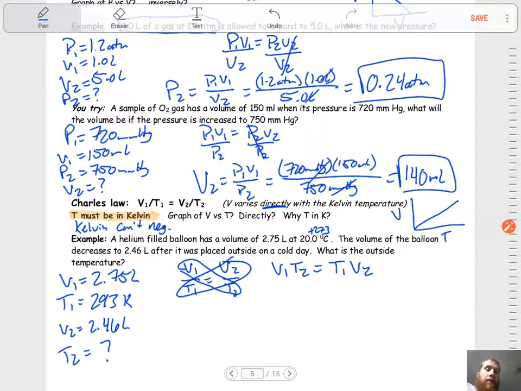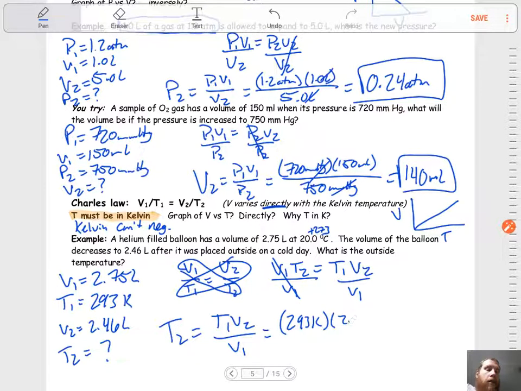It gets confusing. This is why I encourage you to write everything down over here like I did. Solve for your unknown first, then plug in your numbers. If you plug in numbers first, I guarantee you at some point you're going to mix things up and get it wrong. So I'm solving for T2, get it by itself, divide by V1. So T2 equals T1 V2 all over V1. Now plug in 293 Kelvin multiplied by my second volume, 2.46 liters, divided by my first volume, 2.75 liters. Liters are gone. Bam, now I can do the math.